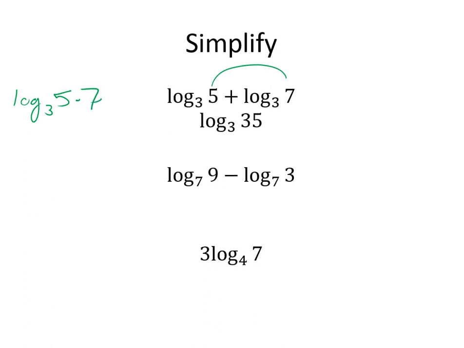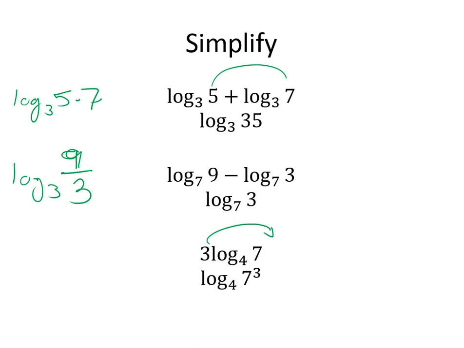Now the next one we are subtracting, which means we can divide. So it'd be the log of the first one minus the log of the second one. So log base 3 of 9 over 3, which simplifies down to log base 7 of 3. And then from there we can simplify it, or we can solve it if we have to. And now this last one we have 3 log 4 of 7. Well, this 3 goes up into the power for the 7, giving us log base 4 of 7 to the third. And then sometimes you'd want to multiply this out, so you'd go 7 times 7 times 7, or leaving it in this case would be just fine.